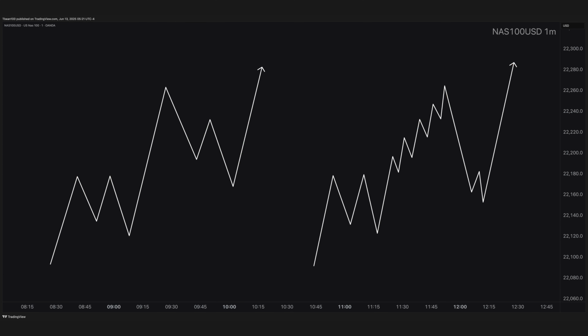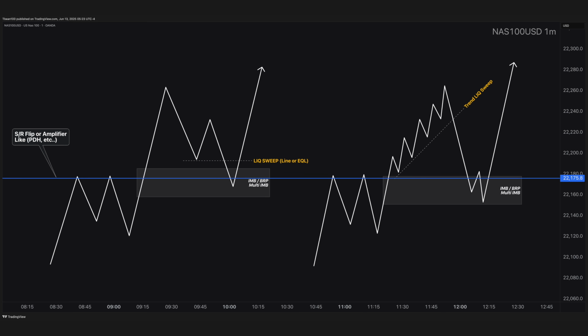So, this is what I look for in most of my trades or even investments. First, price sweeps a sort of liquidity if it can, taking out some stop losses. Then maybe hitting an imbalance or possibly a BPR, balanced price range, or it can be a multi-imbalance level. Finally, if I can see an SR flip location or a masterclass amplifier, it could be amazing to support my entry as extra confluences.